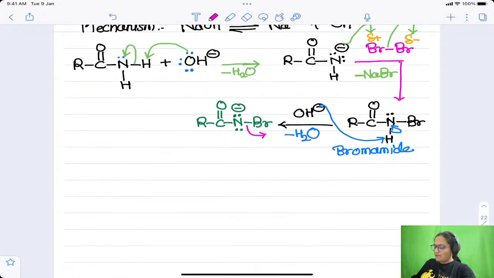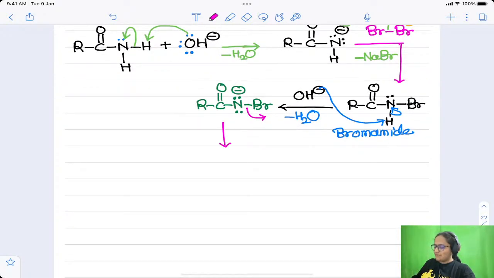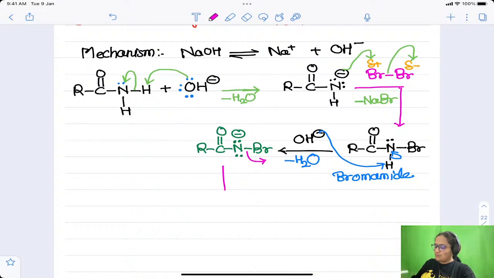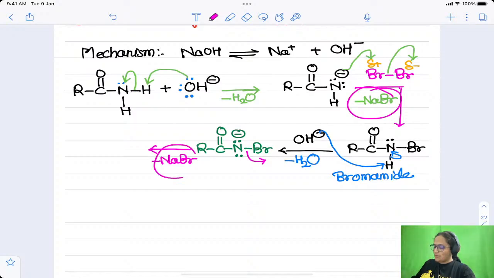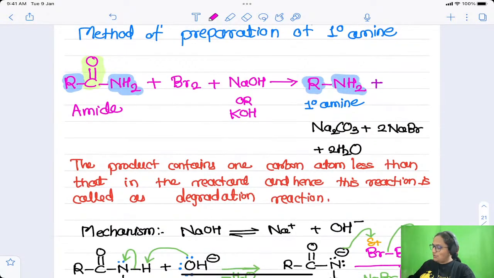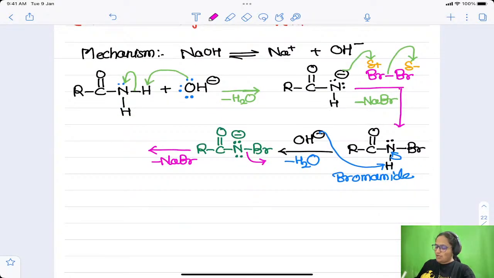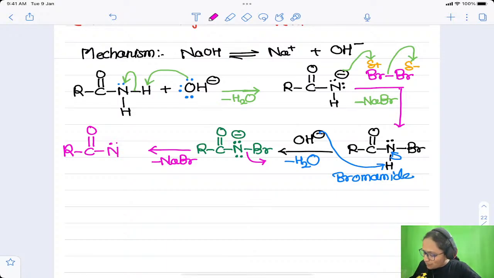So this bromide ion will again combine with Na plus. Where is Na plus? You know, we have used the base, and that base has the Na plus. So this bromide ion and this Na plus form another NaBr. First it was formed here, second is formed here. Therefore we have seen in the reaction two bromide ion formations as a byproduct, right? Okay, so NaBr is lost. After loss of NaBr, what are we getting? R C double bond O attached to N and two lone pairs of electrons.